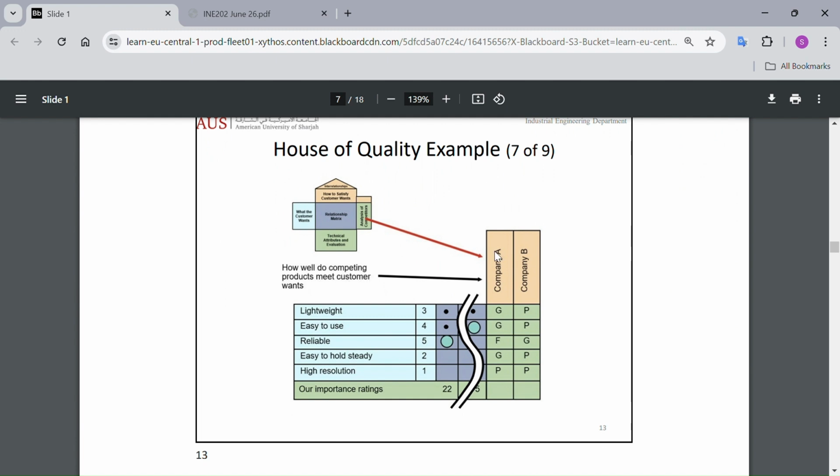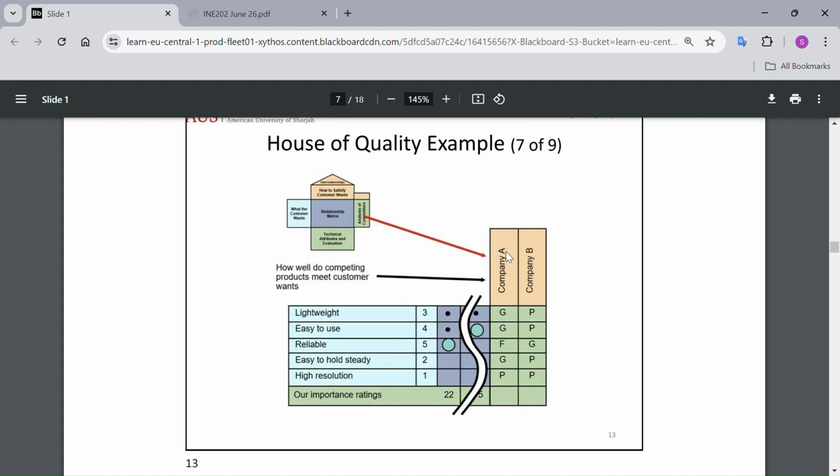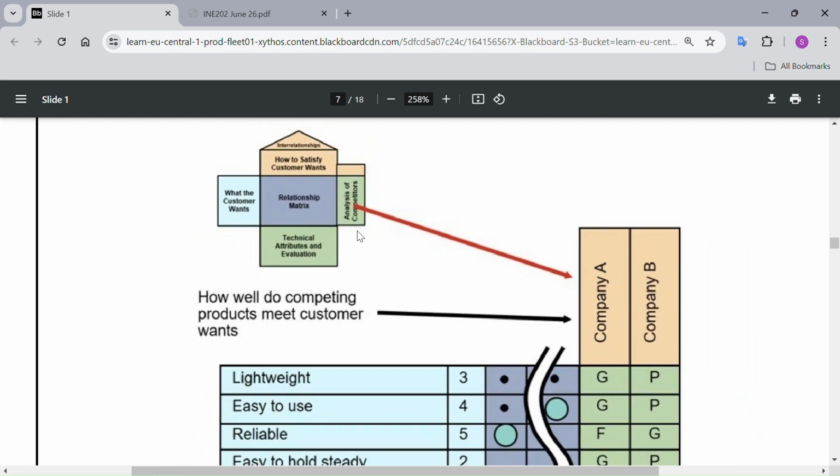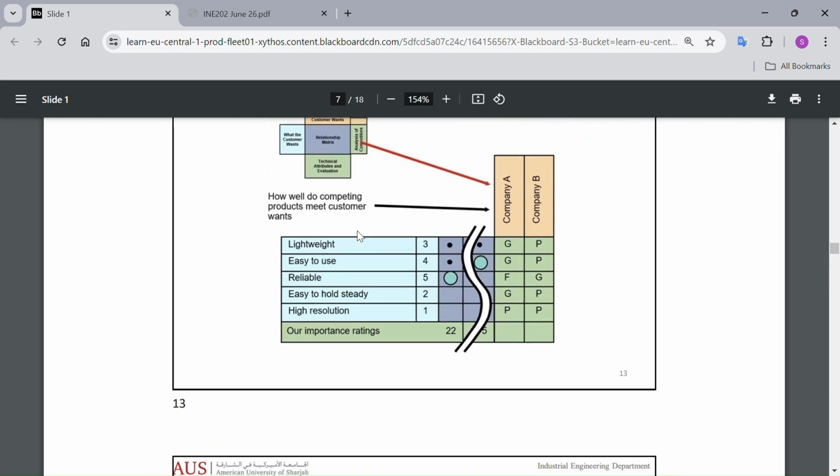We can also try to assess how competing products meet customer wants. We can assess other companies that produce it, so company A, company B. So analysis of competitors is important also.